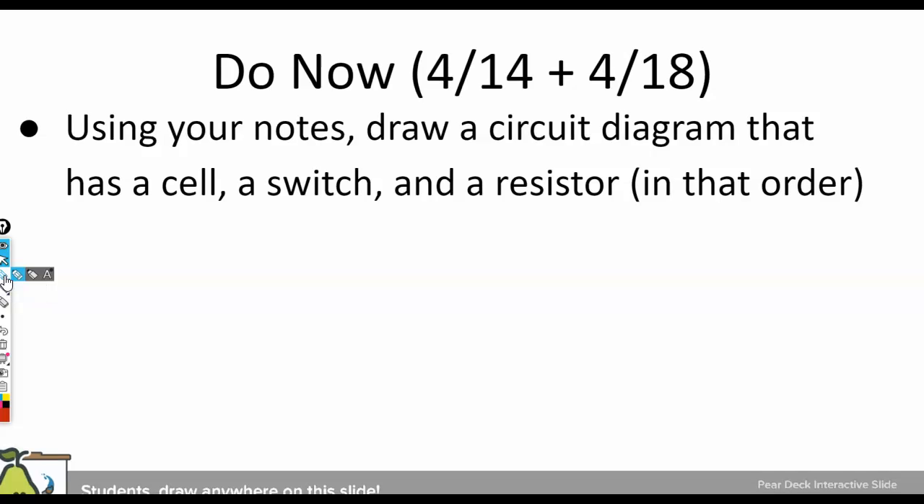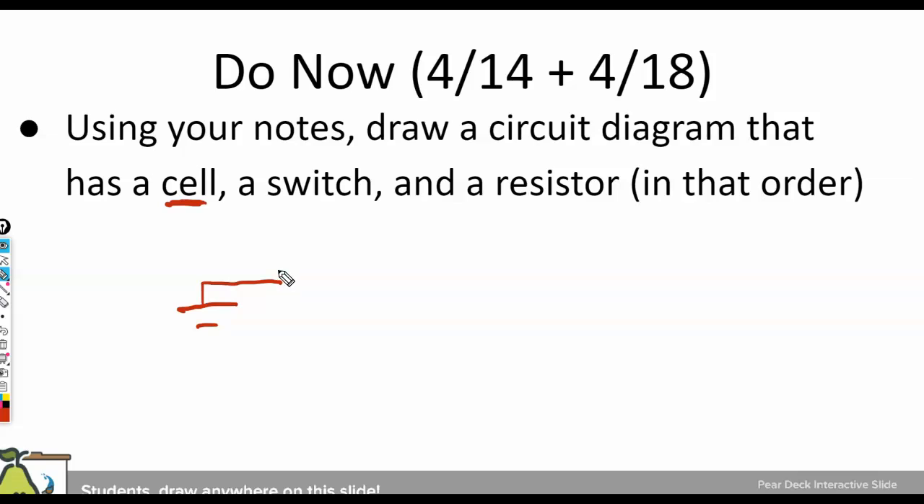Okay, so your circuit diagram should look kind of like this. A cell, remember, is basically like a battery, and the way you draw that is you draw two parallel lines, one long and one short. The longer line is the positive side of the battery, and the short line is the negative side. From there, you can draw the rest of the circuit.